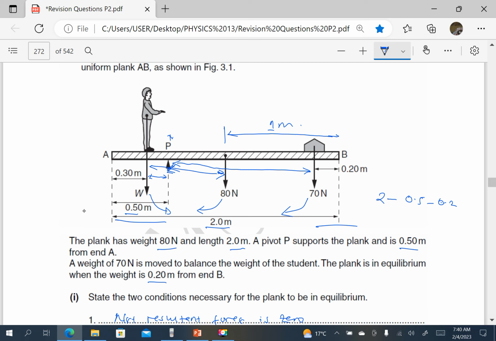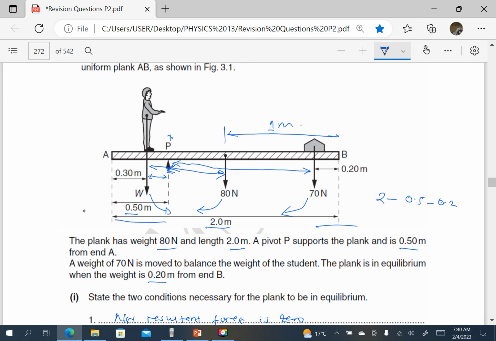So if we want to increase the maximum weight, then we must move the student further towards end A, so that we increase the anticlockwise moment. Or we can move the pivot closer towards 70 newtons. Moving the pivot to the left is going to give a greater clockwise moment. It means we can still support more weight on the left hand side.